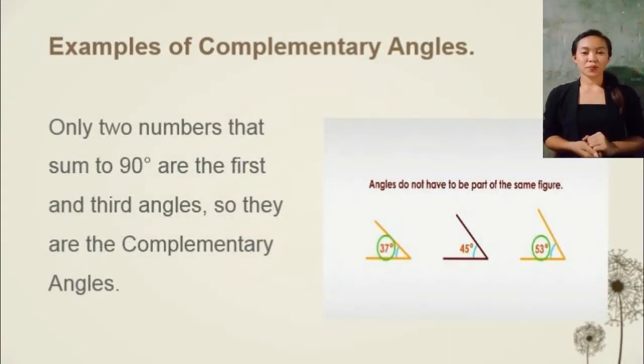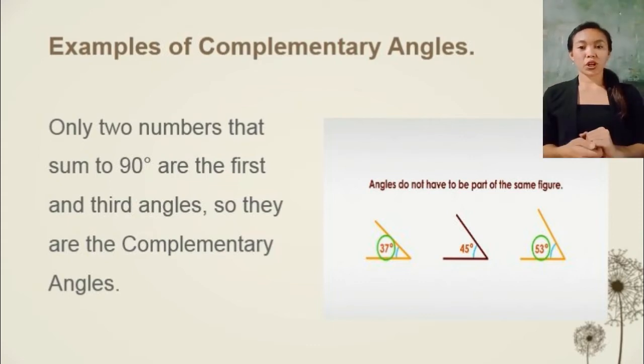Third example. As we can see in the third figure, complementary angles do not have to be part of the same figure. There are three angles that are placed on a plane, but only two are exactly complementary. So therefore, the only two that sum up to 90 degrees are the first and third angle. So they are the only complementary angles.